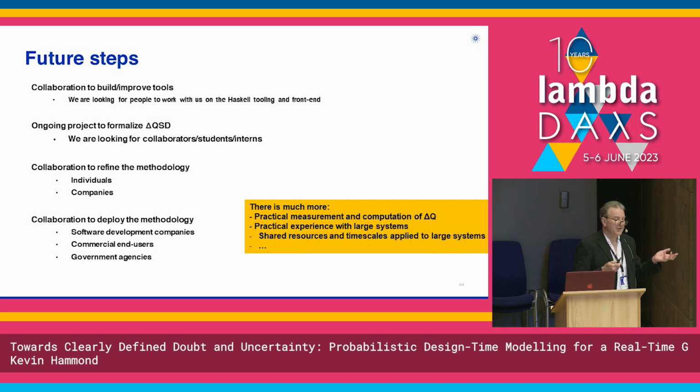We've got an ongoing project to formalize ΔQSD. We've got a formal semantics that explains how these rules are constructed, how to build the algebra. That's ongoing work. We're also looking for collaboration to refine the methodology, individuals, companies, and we're also looking, of course, for people to deploy the methodology and to demonstrate that it works in other settings.